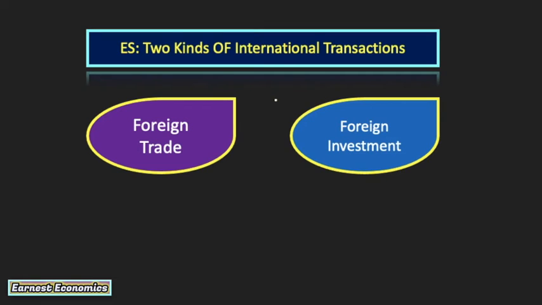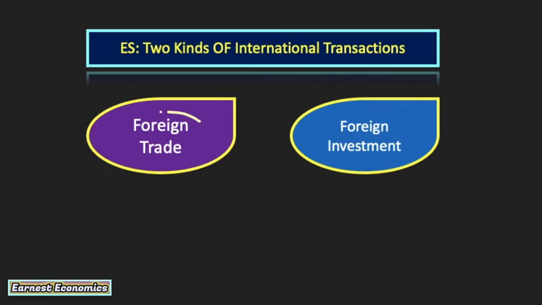So we have understood the concept of external sector or foreign sector, and the concepts of inflow and outflow. Now we need to understand at this point that there are two major types of economic transactions that take place between individuals and firms of a country with the individuals and firms of the rest of the world.